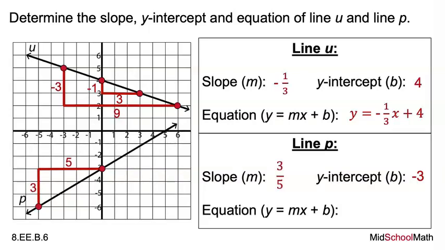Now that we have the slope and y-intercept, we can write the equation of the line in slope-intercept form. M represents the slope and b represents the y-intercept. So the equation of line P is y equals 3/5 x minus 3.